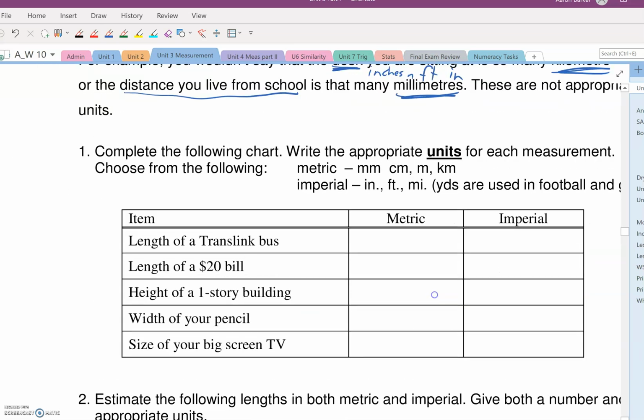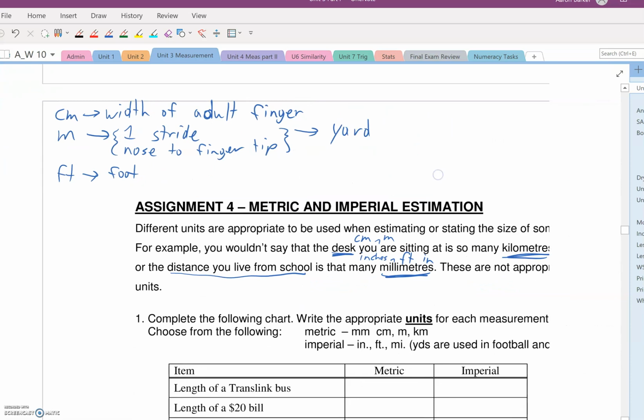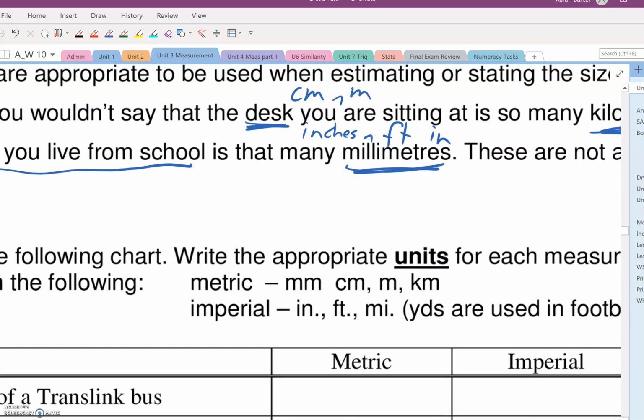Go ahead, do assignment 4 right now and try and come up with some answers. Basically, you're trying to figure out which of these units is the appropriate one to use and which of these units is the appropriate one to use. Okay, good luck, enjoy, have fun.